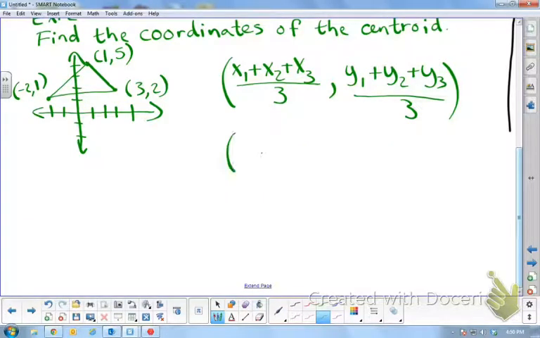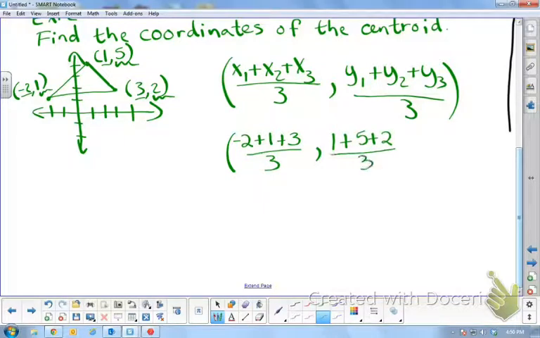So x values, that's the first number in each parentheses. So we have -2, +1, and +3. Here are our x values. And we're going to divide by 3. Y values, we have +1, +5, +2. I just realized I should have had one more tick mark there. That's going to be 5.